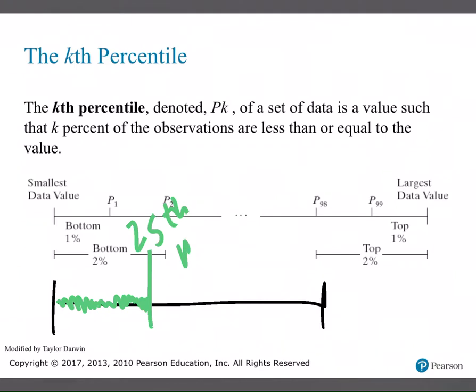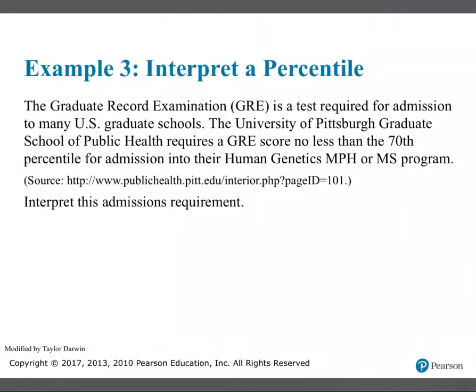Let's see, if I'm in the 60th percentile for height, that means I'm taller than 60% of people, or women, or whatever it is that the percentile is based off of. So let's do an example. The GRE is a test required for admissions to many grad schools. The University of Pittsburgh grad school requires a GRE of no less than the 70th percentile for admissions.